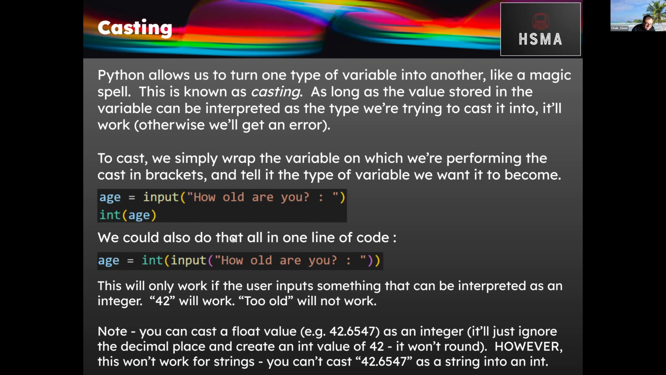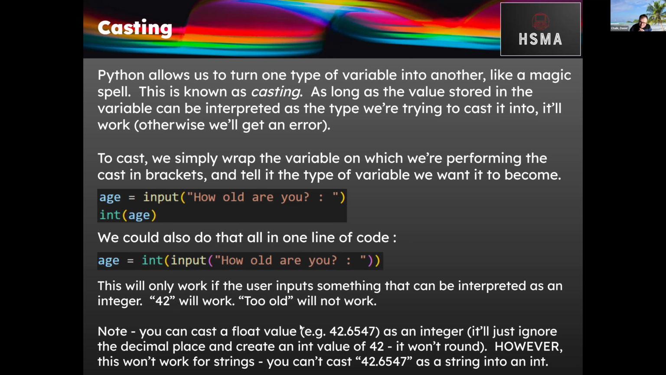You'll get used to doing this kind of thing, and usually for casting you'd probably do it in one line of code, but you can do it in 2 if you prefer. But remember, it will only work if you can cast it into that format. So it's only going to work if it sees something it can interpret as an integer in this case.